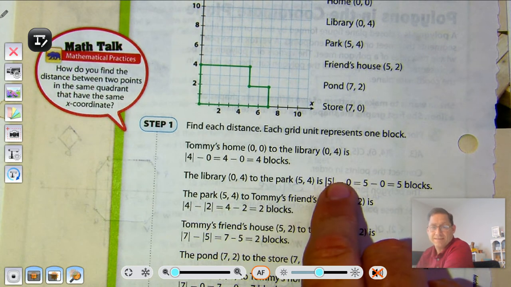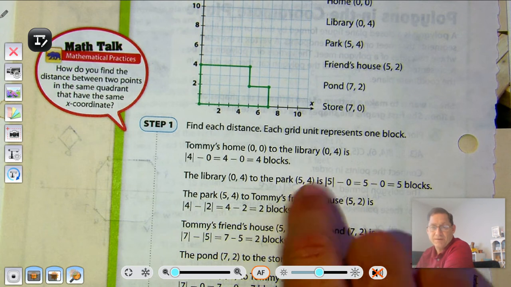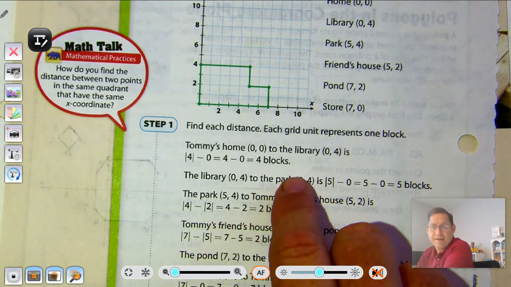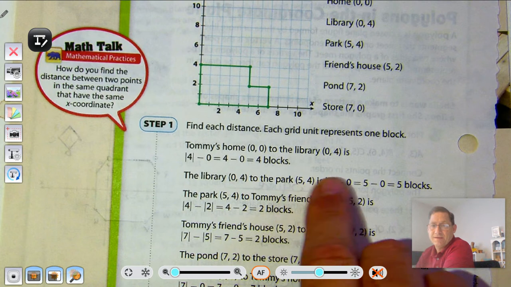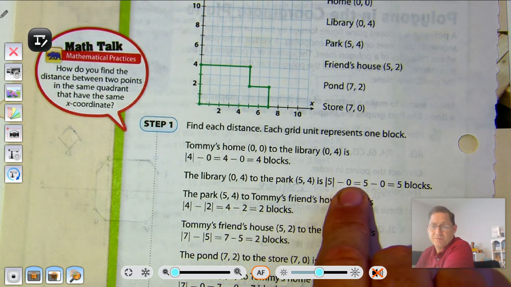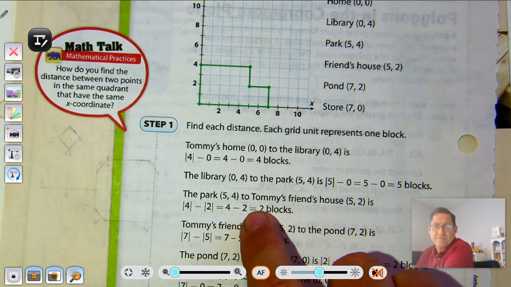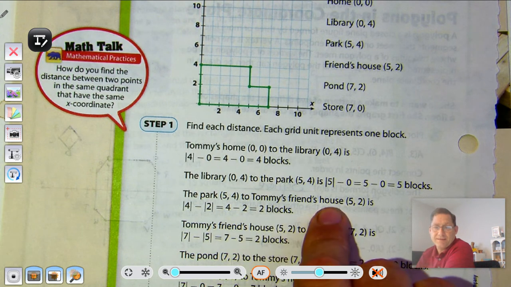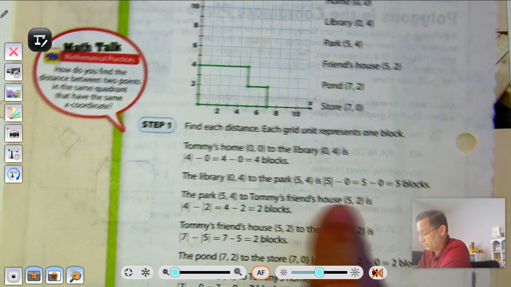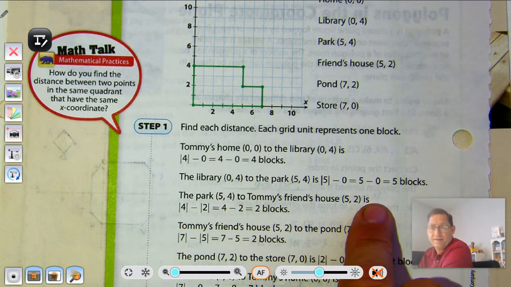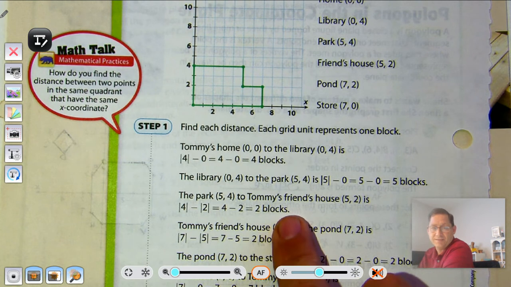So this time the y-coordinates are the same, so we're going to use 0 and 5. We're still in the first quadrant. Okay, so we're going to subtract again. And so the absolute value of 5, take away 0 is 5 blocks. The park to Tommy's friend's house. So we're still in the first quadrant. So we're going to subtract the absolute value of 4 and the absolute value of 2 to get 2 more blocks.